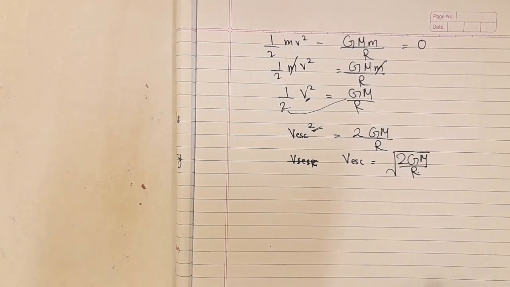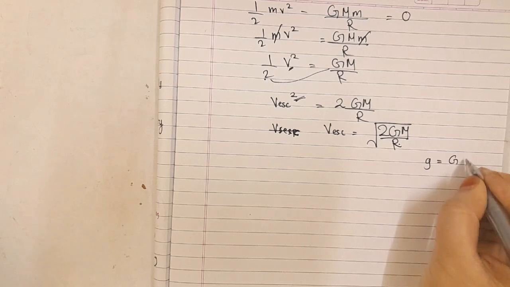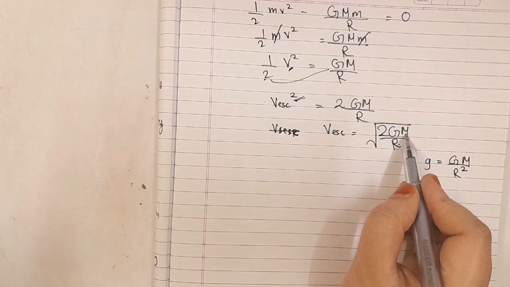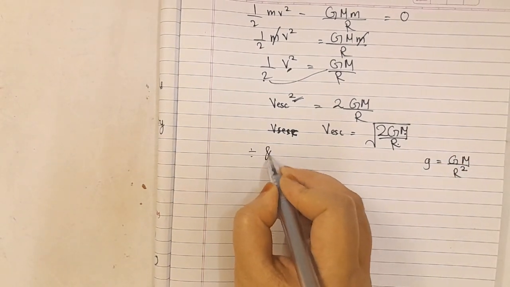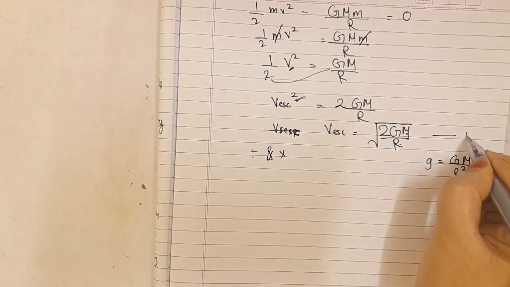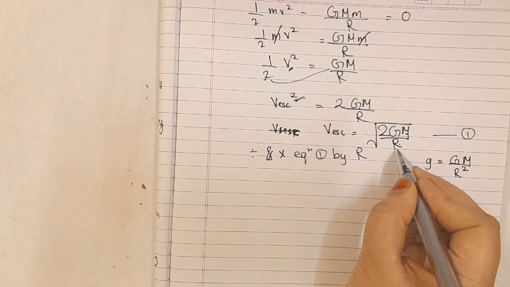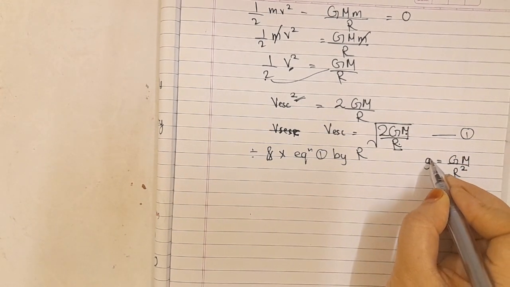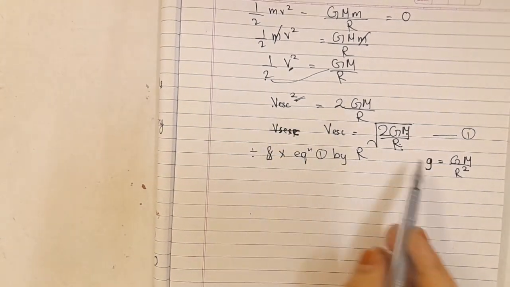Now student, just look here. We have the value of g. What is the value of g? Acceleration due to gravity, g is equal to GM upon r square. But here we have only GM upon r. Now we will multiply and divide equation 1 by r, so that we can get r square here, and instead of the term GM upon r square, we can substitute g. That means we get escape velocity in terms of g.